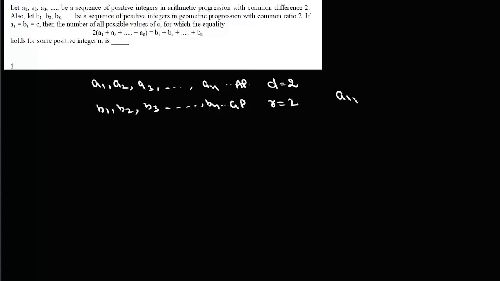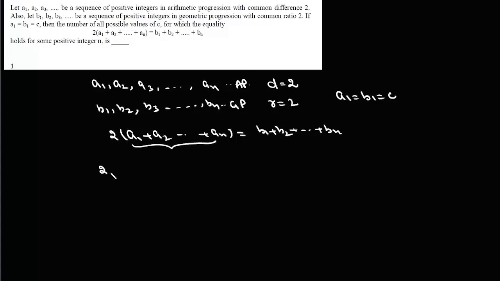It says if their first terms are equal and they are equal to C, then find the number of all possible values of C for which the equality 2 times (A1 plus A2 plus up to An) equals B1 plus B2 up to Bn holds for some positive integer n. Now this is the sum of the first n terms of an AP, so this is 2 times n by 2, 2a, and a here is C, plus n minus 1 times the common difference 2, and this is the sum of a GP.